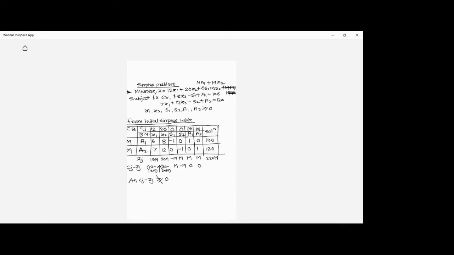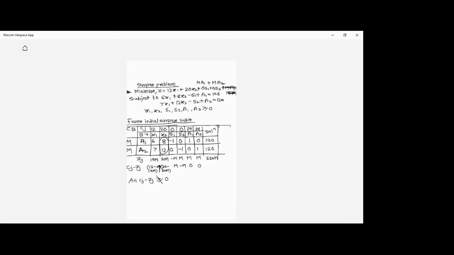So we have to identify the key column and the key row. The key column is to be identified as it is a minimization problem, so the key column will be the maximum value with a negative sign. The maximum value with a negative sign comes for 20 minus 20m, and hence this is decided as our entering variable, and this will be our key column, right?